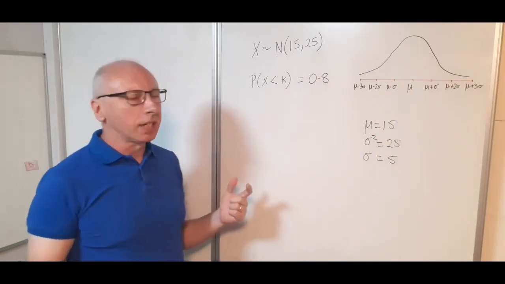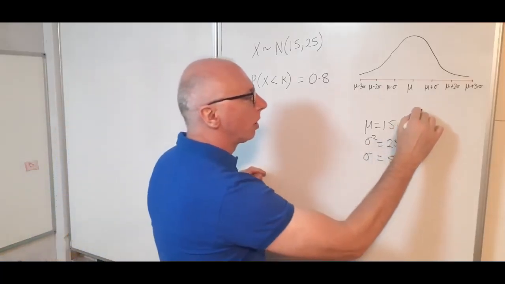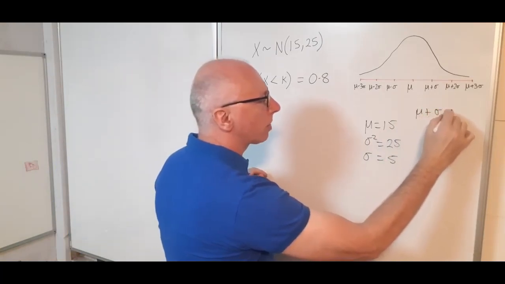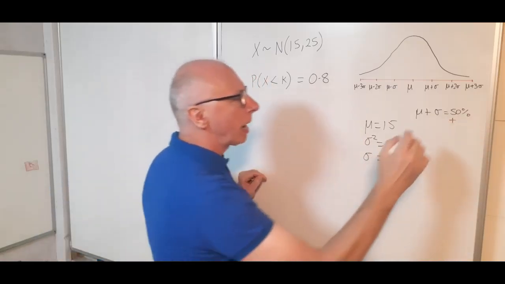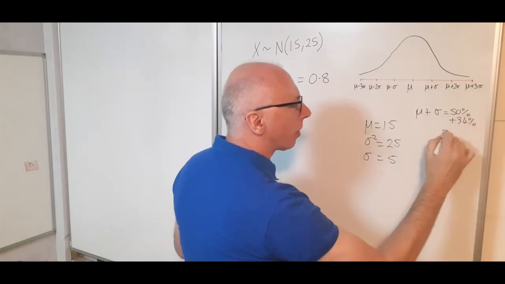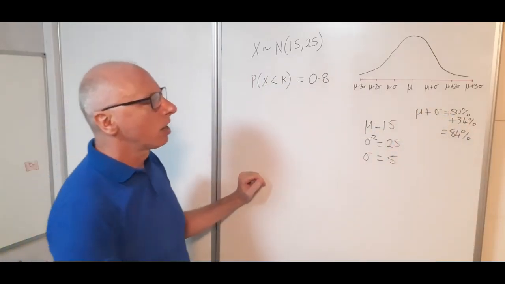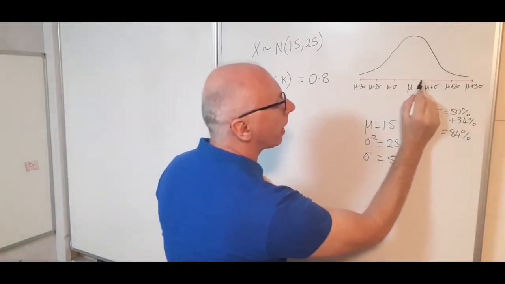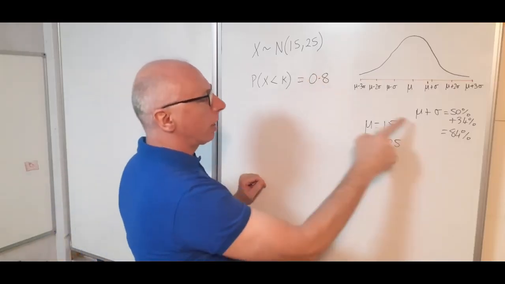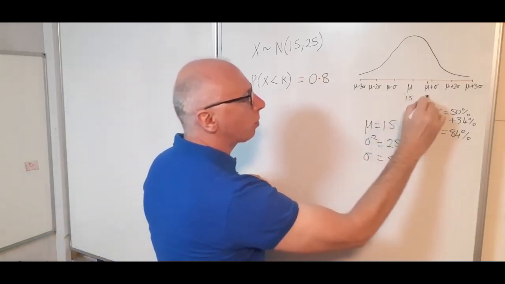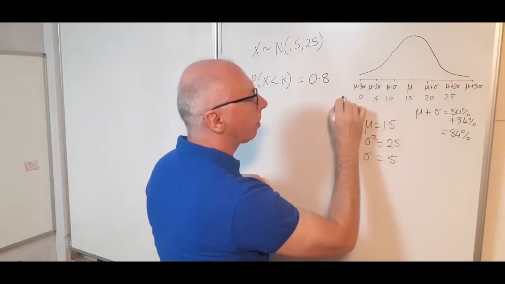So let's make an educated guess. Now we know by the empirical rule that mu plus sigma, that's 50% plus one standard deviation across is about 34%. So that would be 84%. So somewhere here is 84%. So we know k is going to be somewhere in between there. So it's probably around about there. So if we mark here with mu 15, this would be 20, this would be 25, this would be 10, 5, 0, and so on.